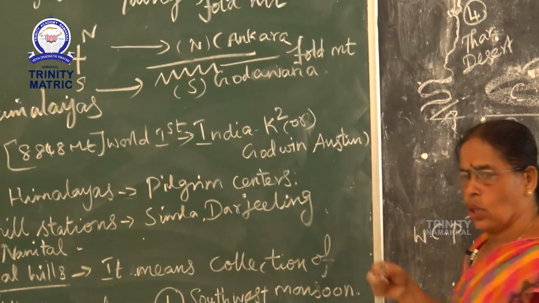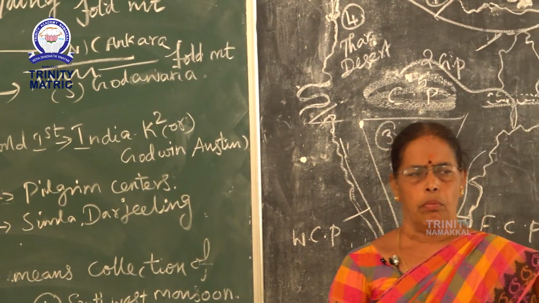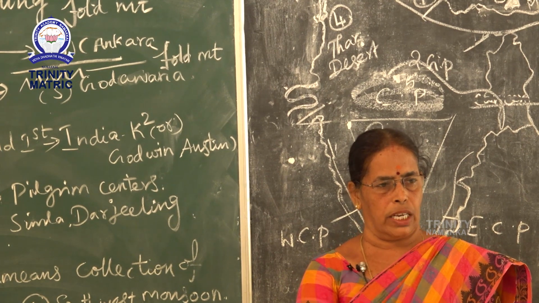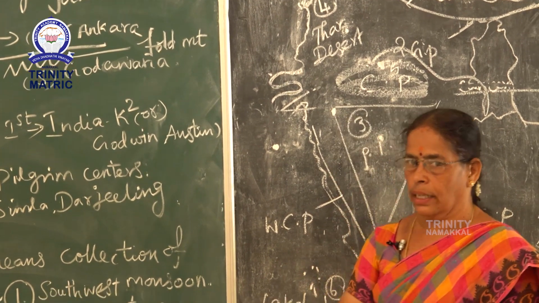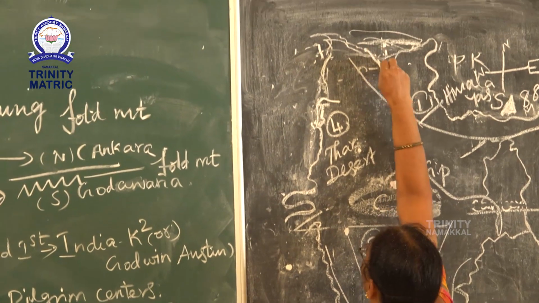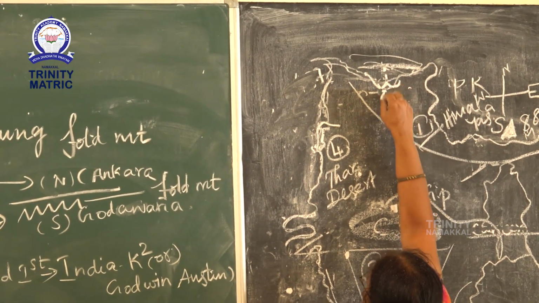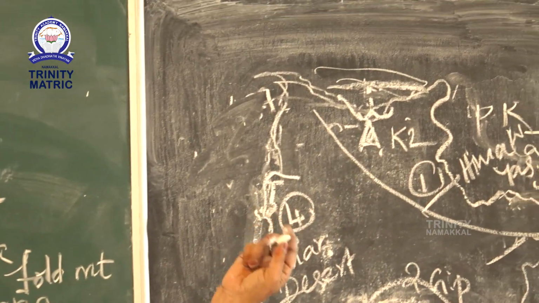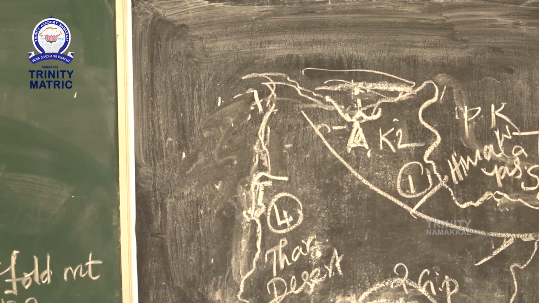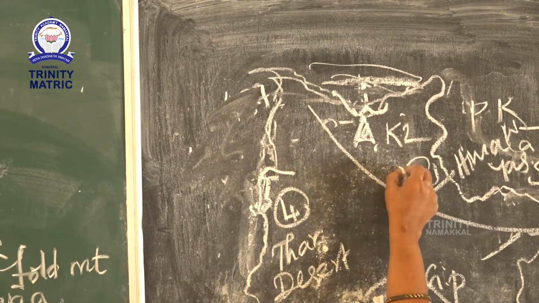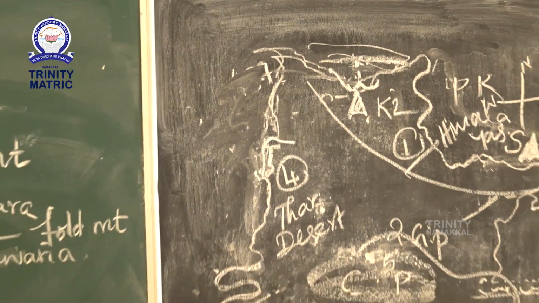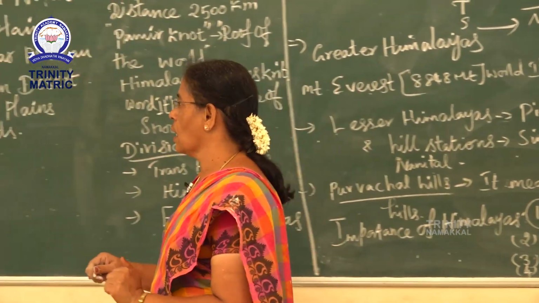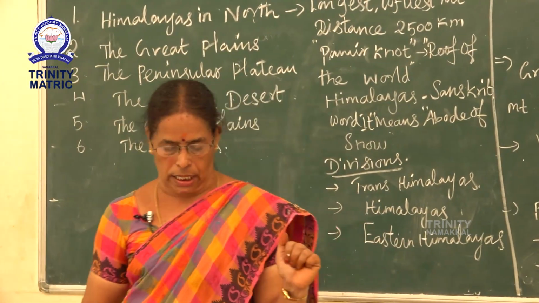And for India, you may ask: okay miss, Mount Everest is the highest peak in the world, but what is the name of the highest peak in India? Then K2. Here, this one is Mount K2. It is 6,614 meters. K2 is the highest peak in India. What is its other name? Godwin Austen.